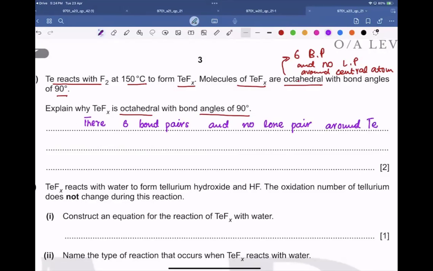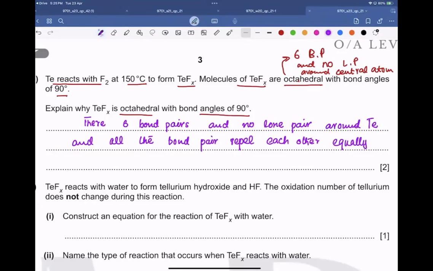And as we know, there are all bonding pairs, so all the bond pairs repel each other equally. If there is a bond pair and a lone pair, the bond pairs repel with a lesser force as compared to a bond pair and a lone pair. And a lone pair and a lone pair repel with a greater force as compared to a lone pair and a bond pair. But here there are only bond pairs, so all the bond pairs repel each other equally. And that's why all the angles are the same, which is 90 degrees. Okay.